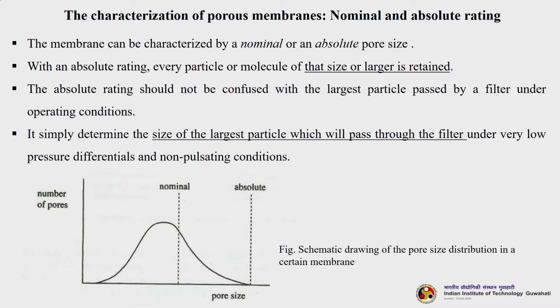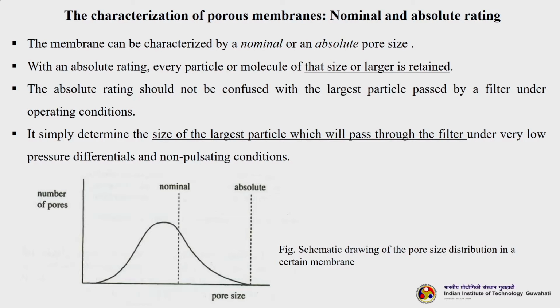Since there is a pore size distribution, some pores will be more than a particular size, and some pores will be lesser than a particular pore size. Whenever we are characterizing a membrane or talking about pore size, it is the average pore size rather than the pore size of individual pores. So, the membrane can be characterized by either nominal or absolute pore size.